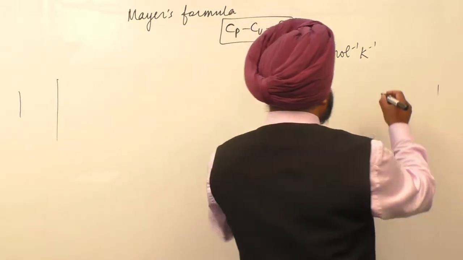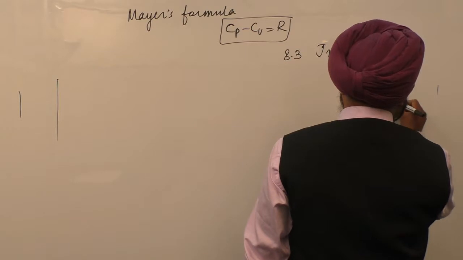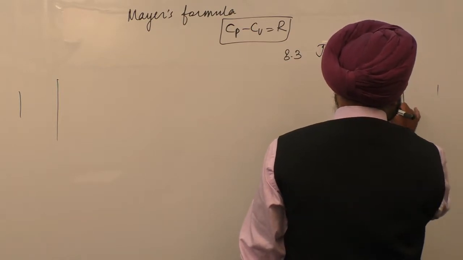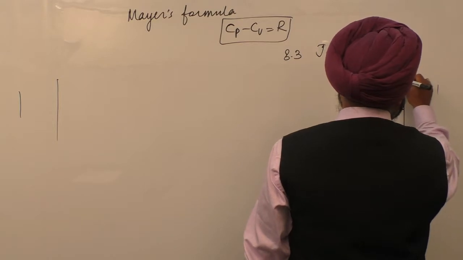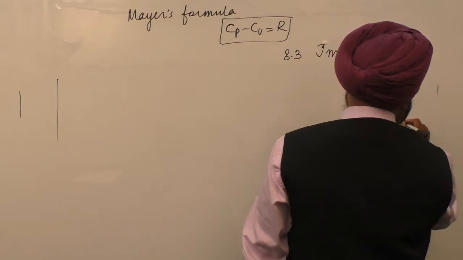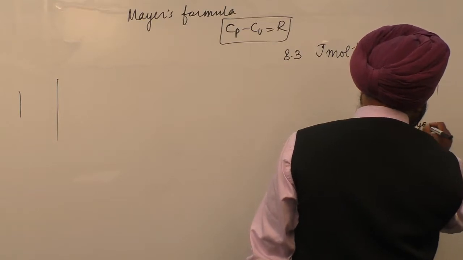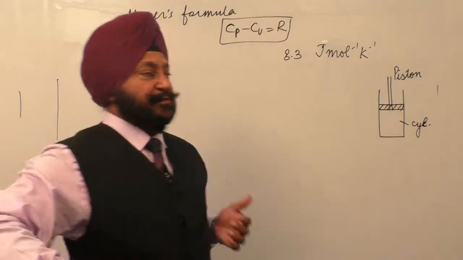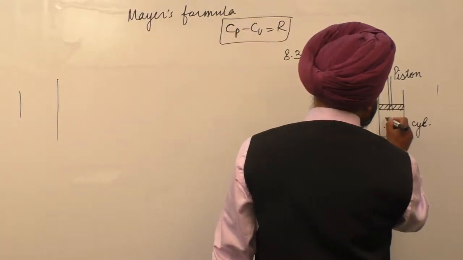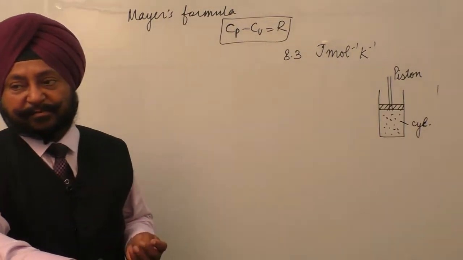Anytime you have to talk about a system in thermodynamics, the system will consist of this arrangement. This is called a piston cylinder arrangement. This is a piston and this is the cylinder. In the piston cylinder arrangement, we will always consider some gas, some ideal gas, and probably 1 mole of an ideal gas, and heat will be supplied to it.